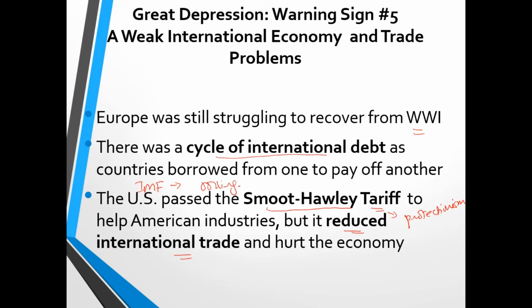The US passed the Smoot-Hawley tariff to protect American industry, but it reduced international trade because protectionism does that. It always reduces international trade, although it does bring in some money, and protectionism is often used to protect domestic industries and the infant industries of the country, but it failed in this regard.